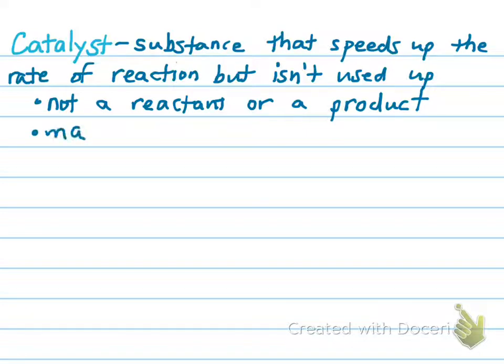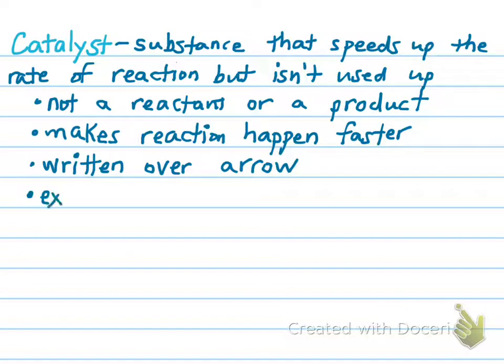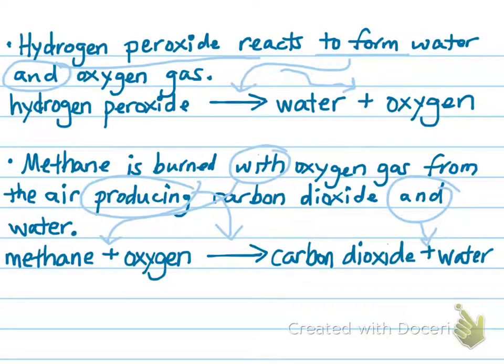The catalyst just makes the reaction happen faster. And because it's not a reactant or a product, a catalyst is written over the arrow. So that second example word equation that we did back here actually requires a catalyst. This hydrogen peroxide reacts to form water and oxygen gas.